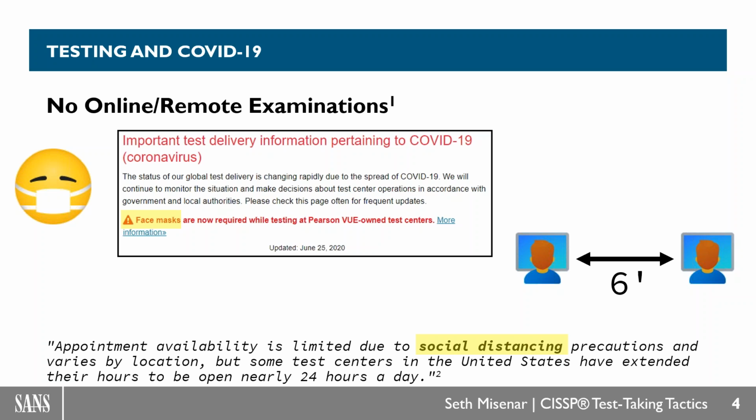First off, ISC², at least as of this presentation here, June 29th, 2020, has still stated that they're not going to allow for online or remote examinations. So there's no taking the CISSP from home, nothing like that. And they have some explanation and justification as to why that's the case, but you just need to know that they have not changed the way that the test is given or taken. You still have to go to a Pearson VUE testing center.